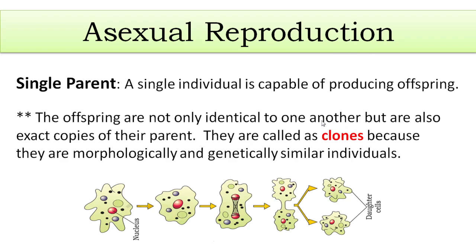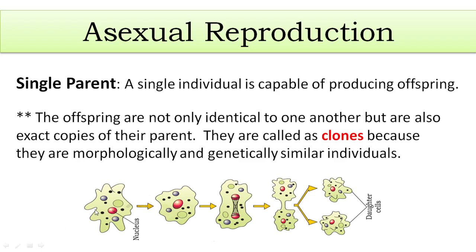The offspring are not only identical to one another, but are also exact copies of their parents. But they are also exact copies of their parents. And therefore, such individuals are known as clones. Individuals produced by asexual reproduction are also called clones because they are morphologically and genetically similar individuals.